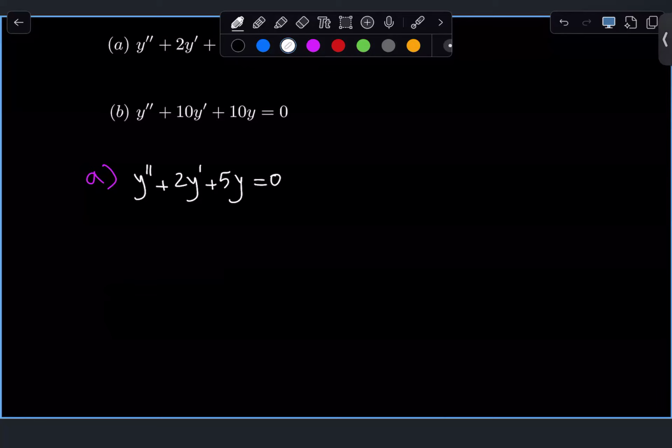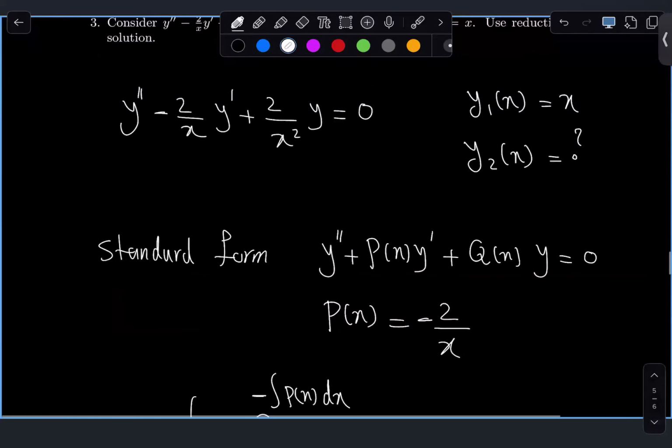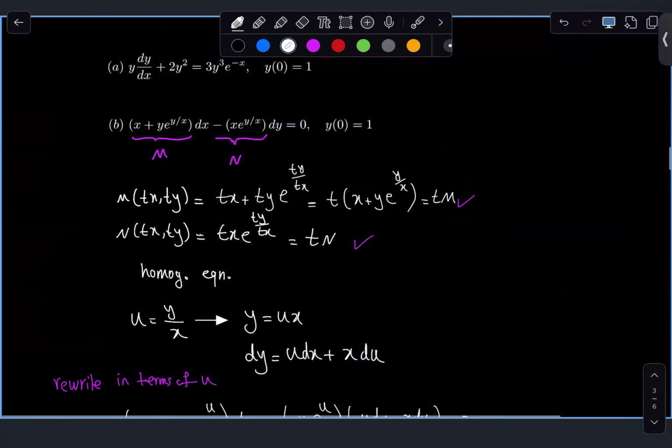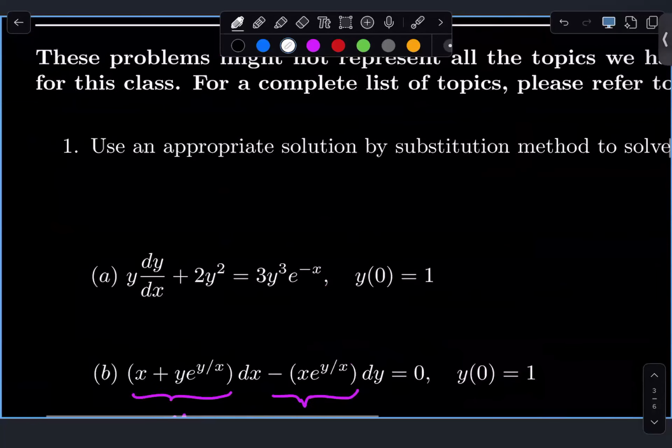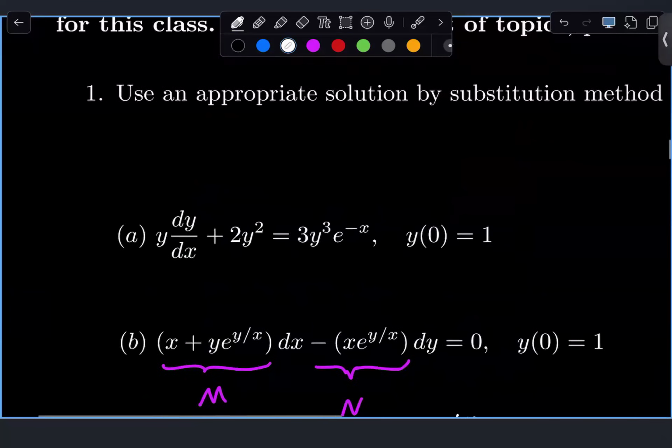If you're done with both of these, you can go back to the Bernoulli one, try to solve that one, which is here if anyone wants to write it down.